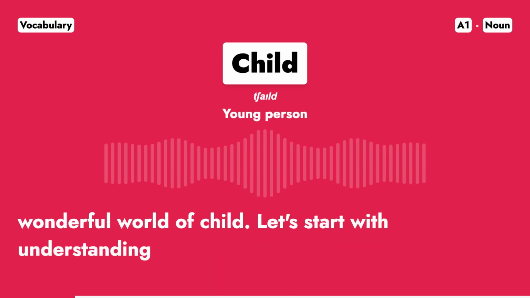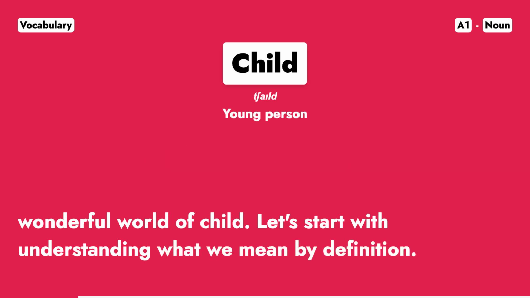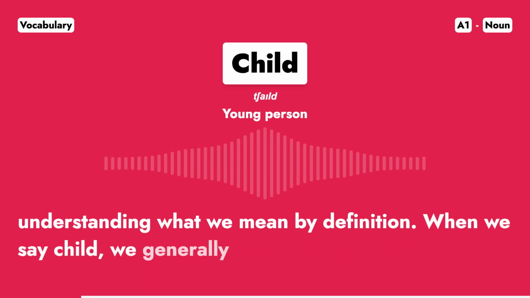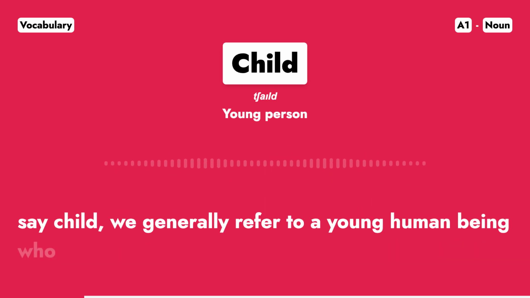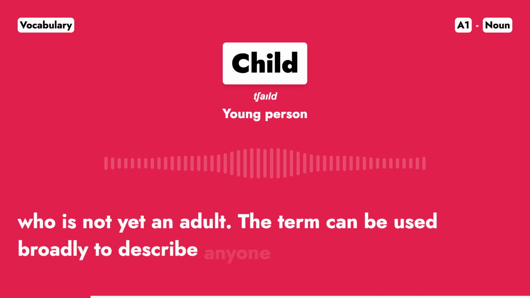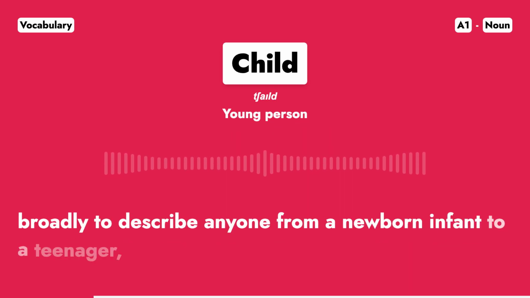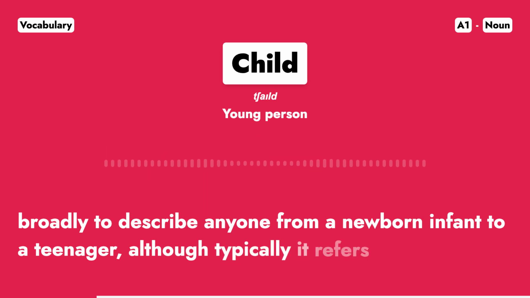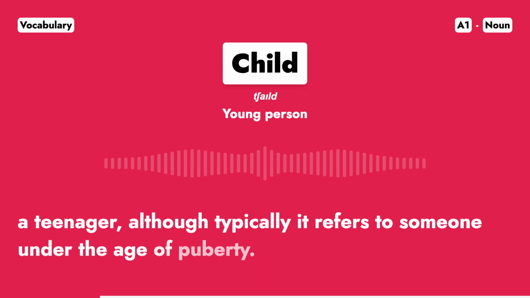Let's start with understanding what we mean by definition. When we say child, we generally refer to a young human being who is not yet an adult. The term can be used broadly to describe anyone from a newborn infant to a teenager, although typically it refers to someone under the age of puberty.